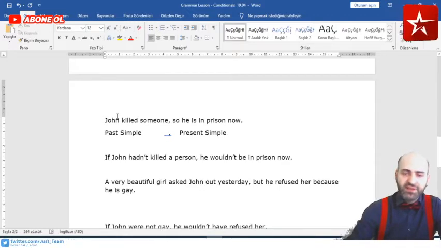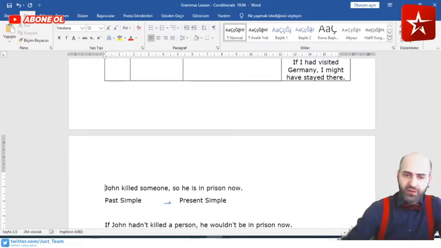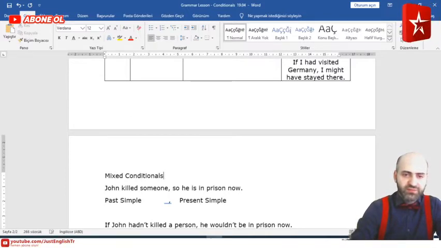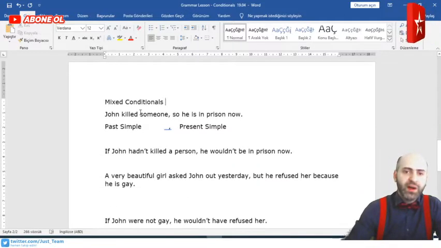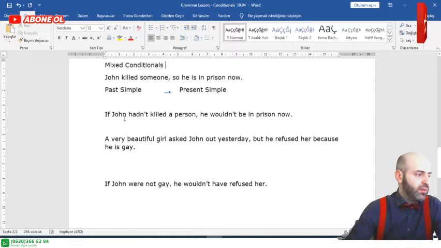Let me title this part for you. These are called mixed conditionals. So when we mix two conditionals together, when we combine two conditionals together, okay?